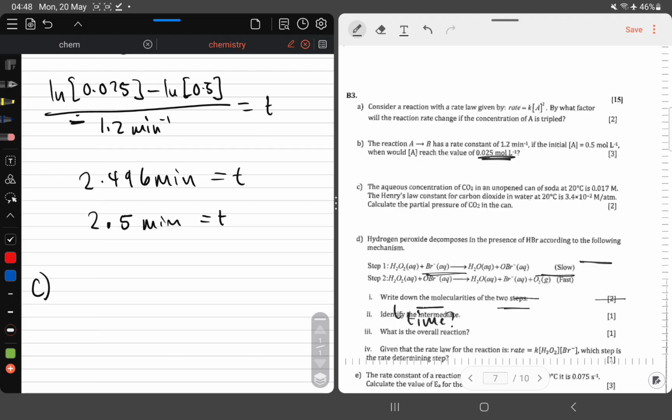So you should just remember, whenever you are looking for the time it takes to reach a certain concentration, we're going to use integrated rate laws. I'm going to pause the video here. We'll do part C in the next one.